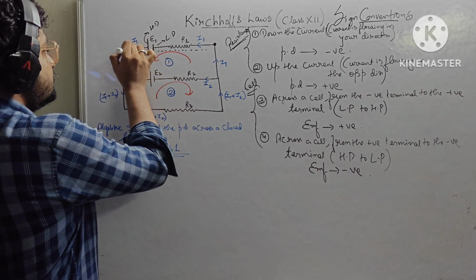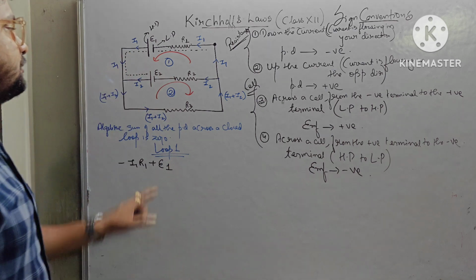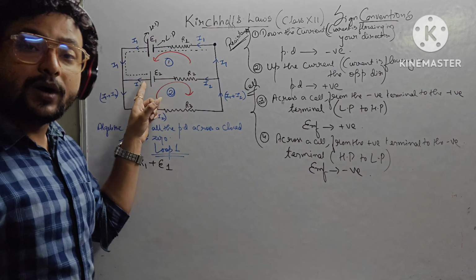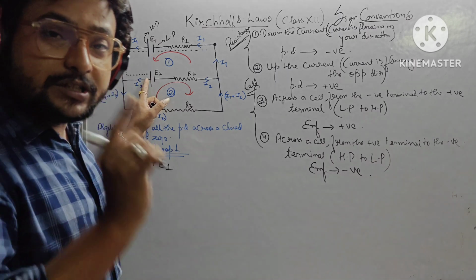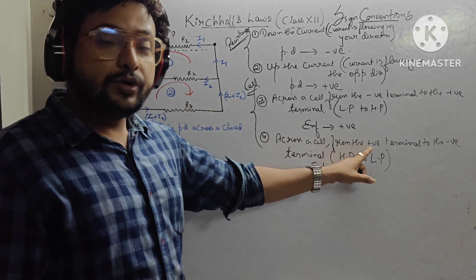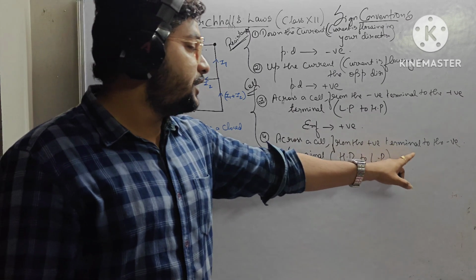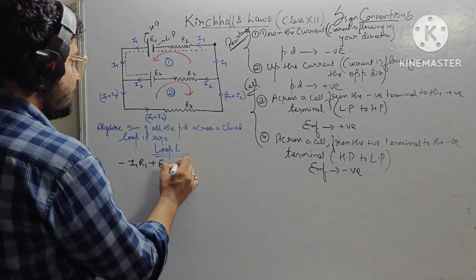Now from here we are coming, this is a copper wire, so no changes in potential here. Again over here we are getting one more cell. But now we are crossing the positive terminal first, then the negative terminal. So from positive to negative, EMF we will take with minus sign. So this is minus E2.